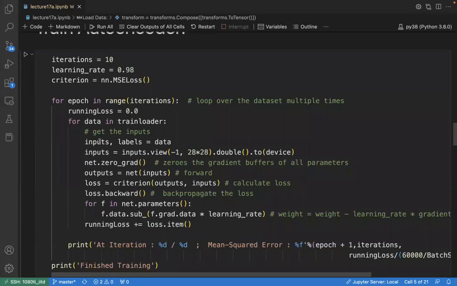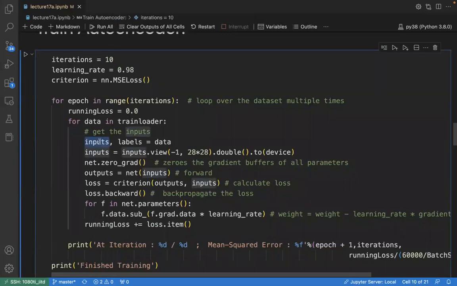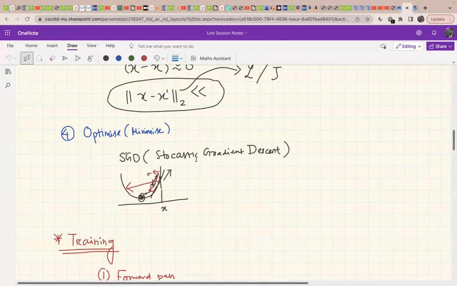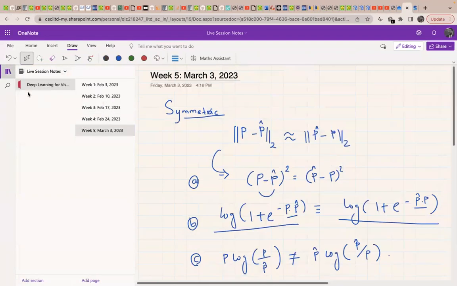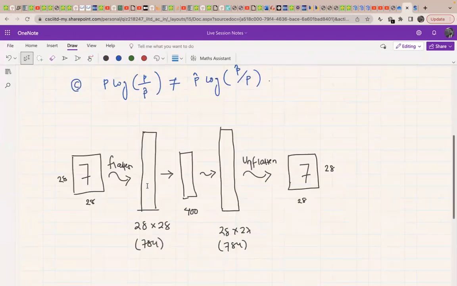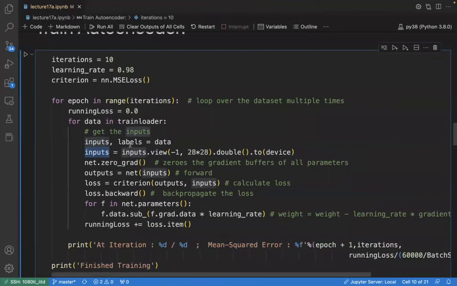So okay, for data in train_loader, what we're doing is that we're taking out inputs and labels. Then we are flattening it. So inputs.view(-1, 28*28).double().to(device) is a line that does an operation similar to this one. This one is flattening 28 by 28. It is getting flattened to 784. This line.